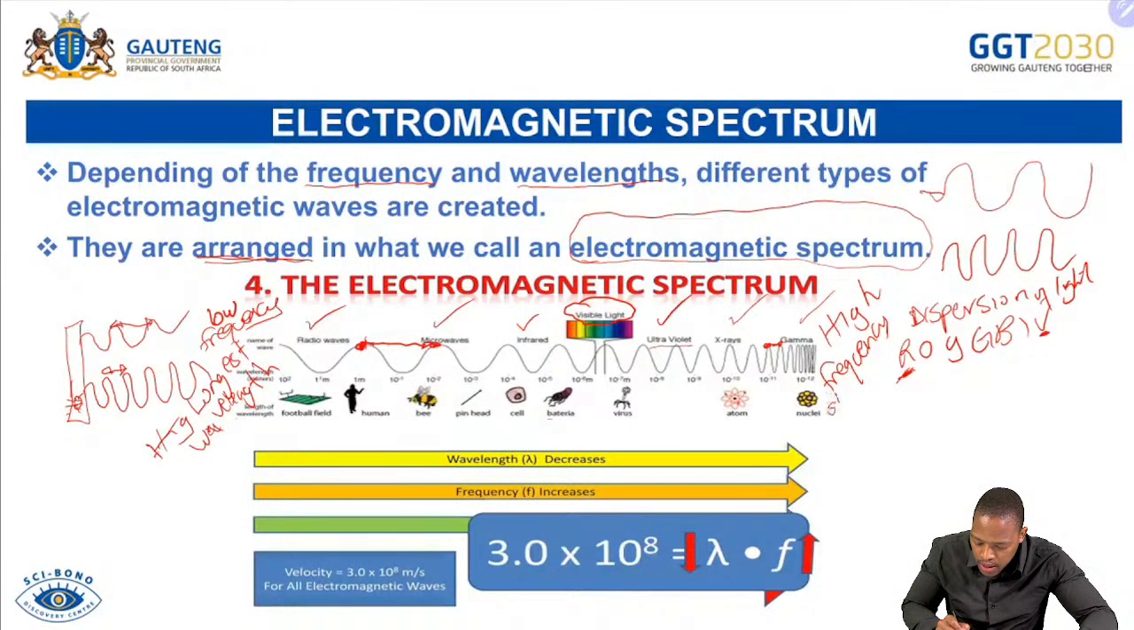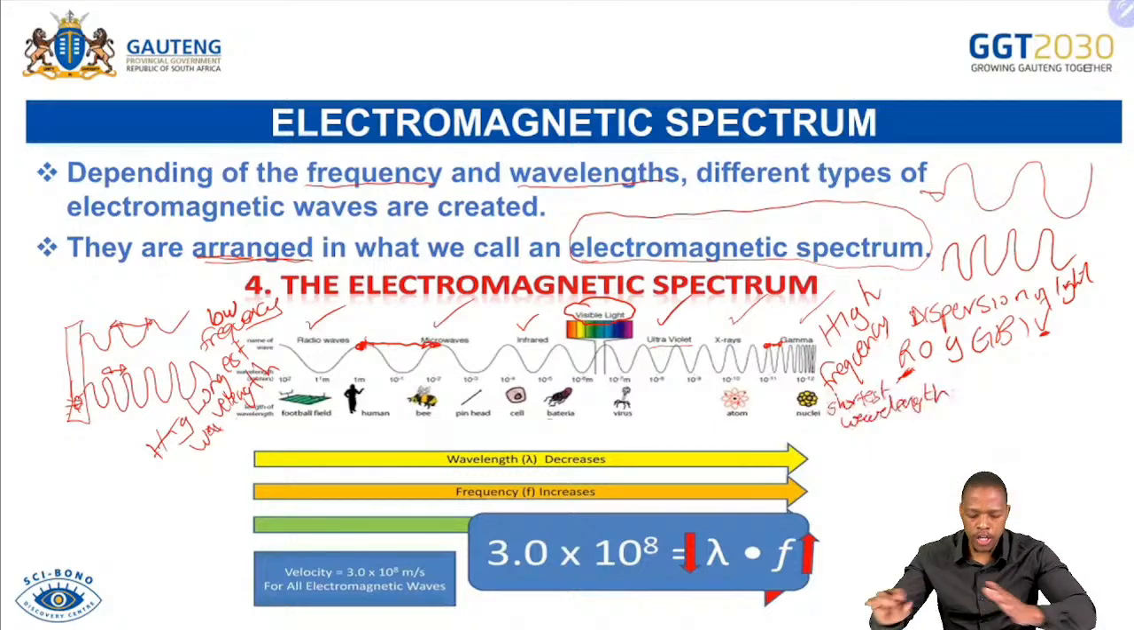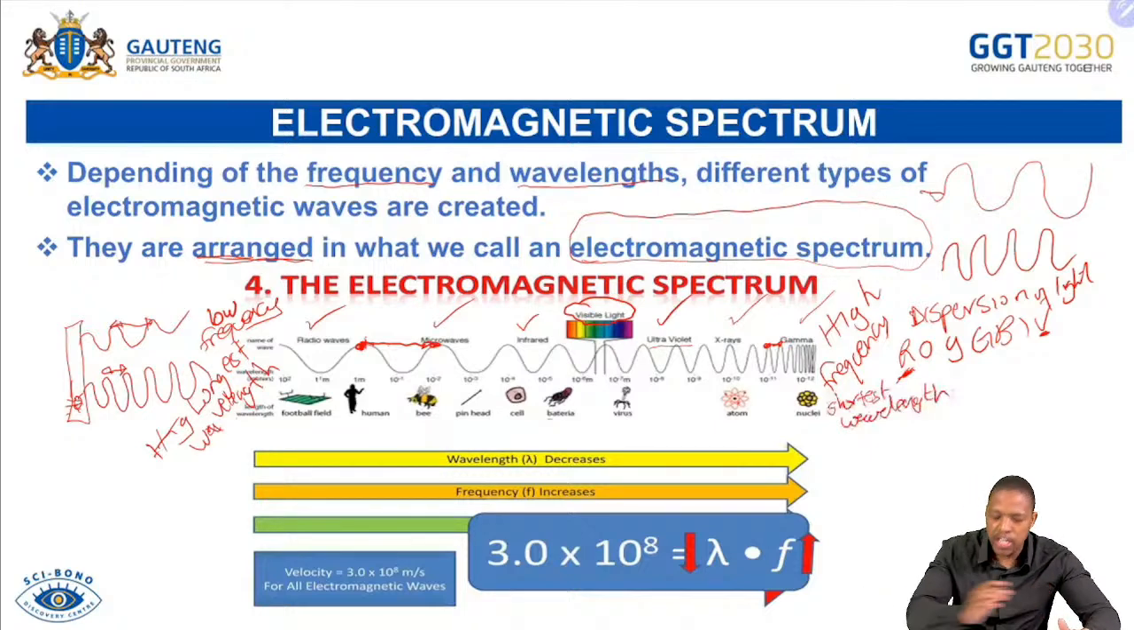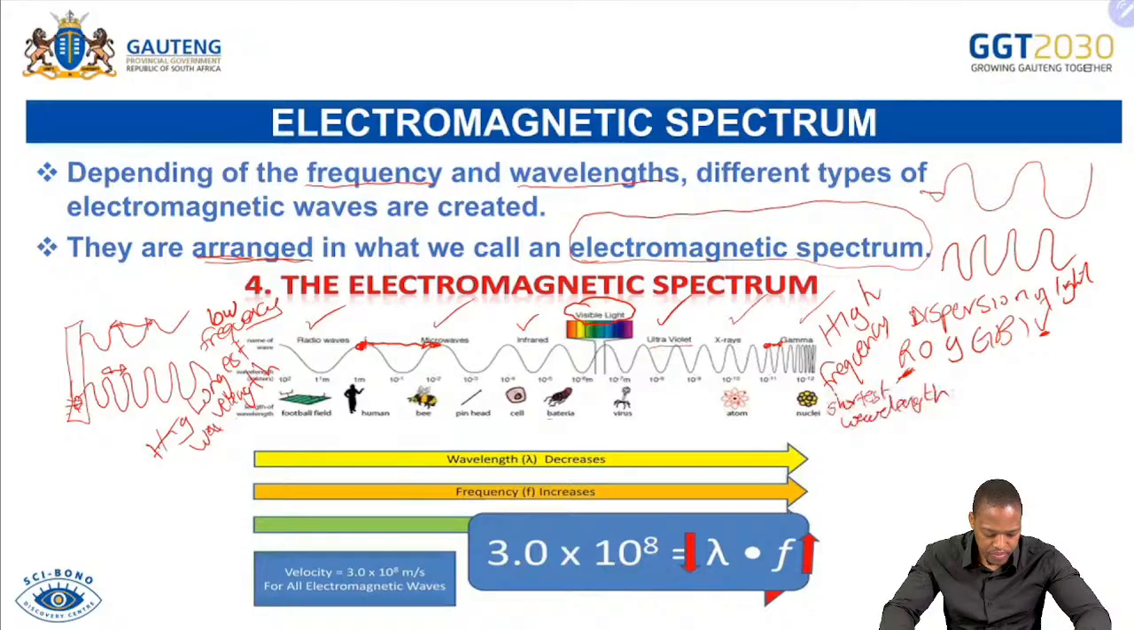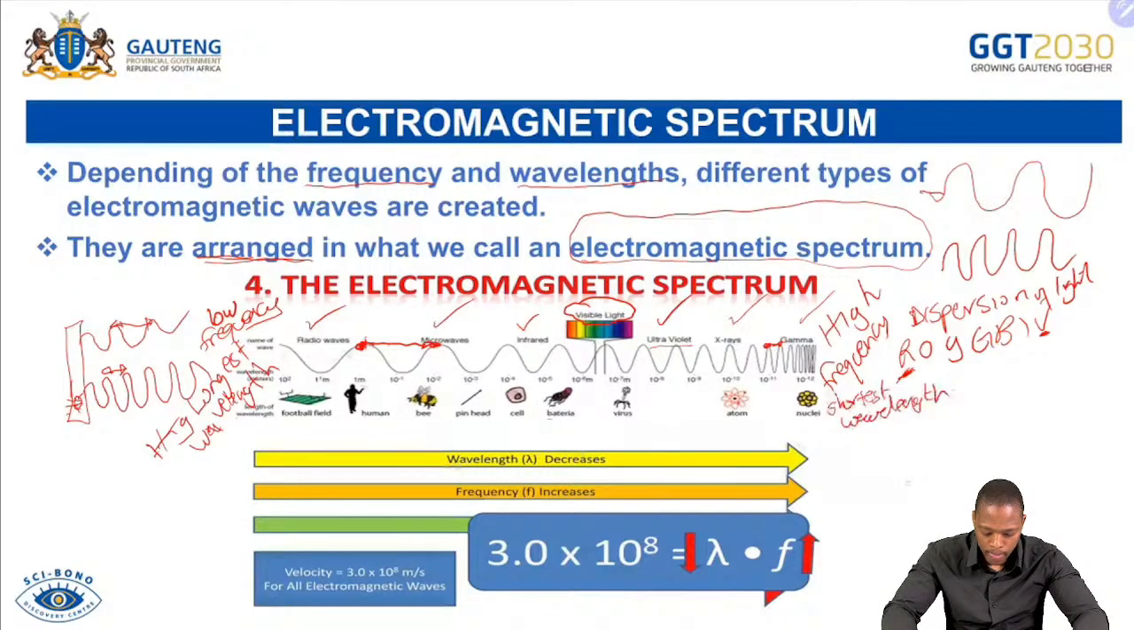The gamma rays have the shortest wavelength. So going in this direction, we are decreasing wavelength. Going in this direction, we are increasing wavelength. The wavelength is longer going in this direction of the radio waves. As you can see here, the diagram even says wavelength decreases as we go in this direction, but frequency increases as we go in that same direction.